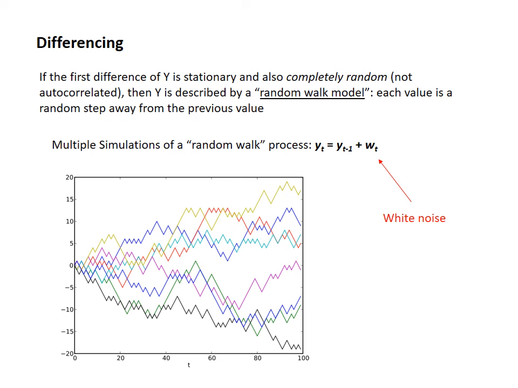The value of what we get today does directly depend on the value that we got yesterday. But how we get from yesterday to today, what we're adding or subtracting, that is a completely random variable that is not correlated at all. So the white noise here is not correlated.